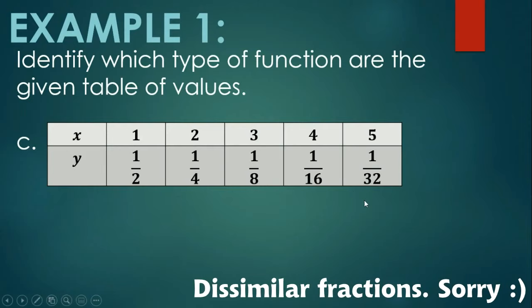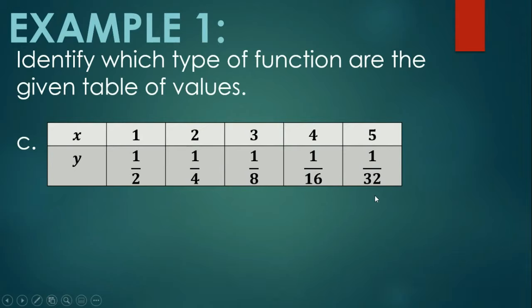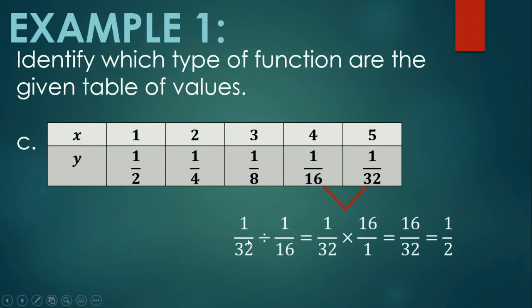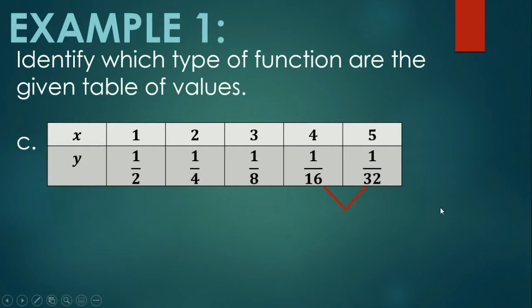So let's try to identify muna kung pareho ba sila ng quotient, if they have the same quotient or the so-called common ratio. So 1 all over 32 divided by 1 all over 16 is equal to 1 all over 32 times, we get the reciprocal of the divisor. 1 all over 16, the reciprocal is 16 all over 1. So 1 times 16 is 16. 32 times 1 is 32. So if we simplify this, we have 1 half. Yung quotient nilang dalawa ay 1 half.